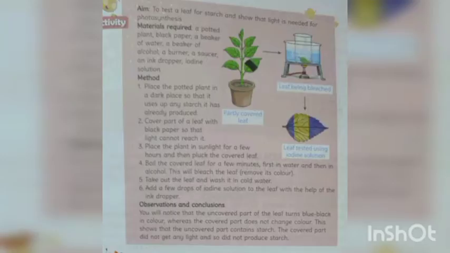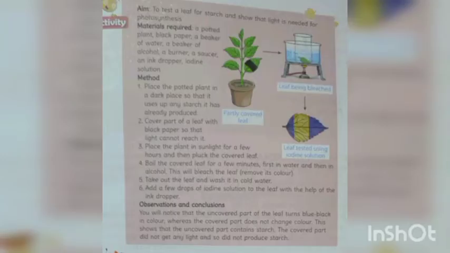Now, the second step. Cover part of a leaf with black paper so that light cannot reach it. We have to cover the leaf with a black paper as shown in the picture. Okay. Third point. Now place the plant in sunlight for few hours and then pluck the covered leaf.